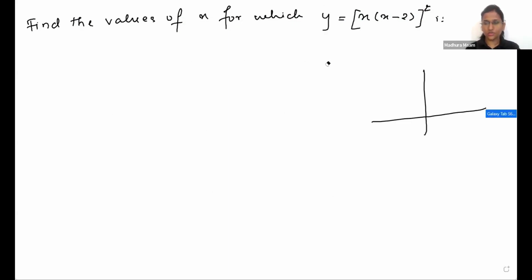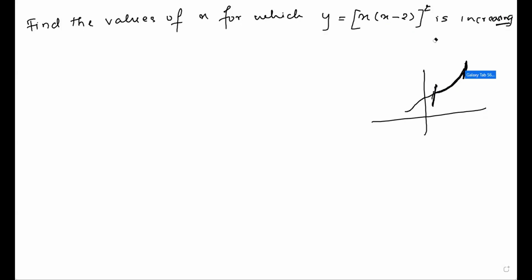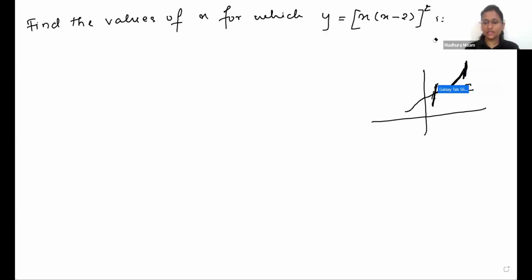Okay, so this is your graph. Assume there is a graph somewhere. Which graph? x into x minus 2 whole square. I have not plotted it correctly, assume. So what they are asking is, for what value of x is it increasing? Suppose it is increasing from here to here. Is this increasing for all these values of x? Yes, ma'am. Nothing but, is this increasing in this interval? Yes, ma'am.